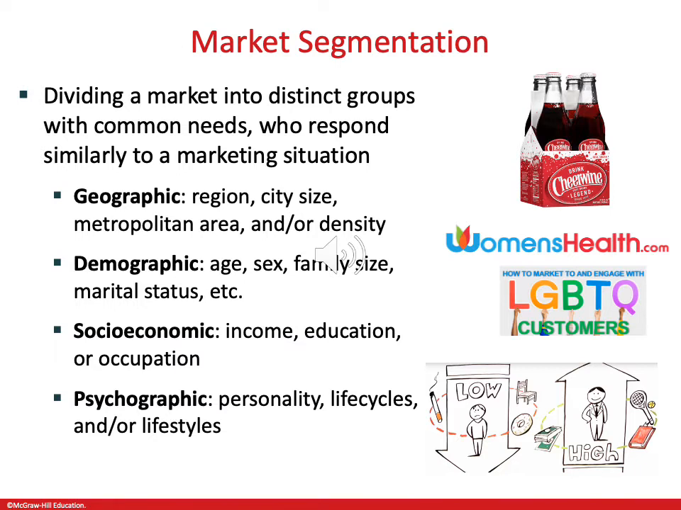But what about socioeconomics? So now we're talking about income and levels of education or types of occupation, whether it's blue collar or white collar. Those are certainly a key way to go about segmenting a population. And then lastly, this idea of psychographics. I love that term, psychographics, right? So this is things like personality and life cycles and lifestyles, right?